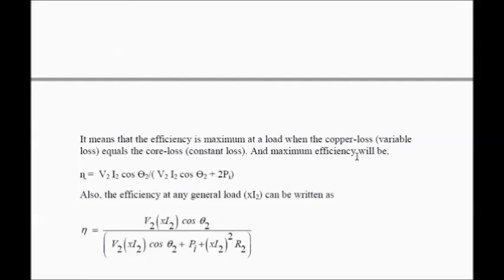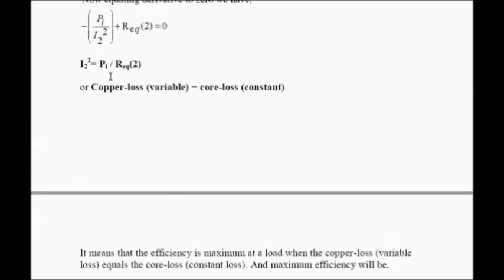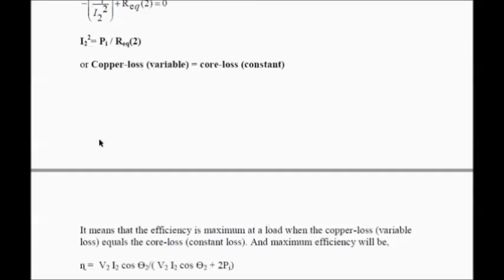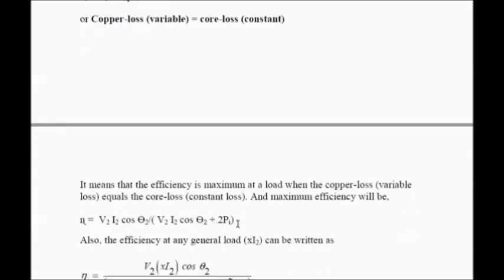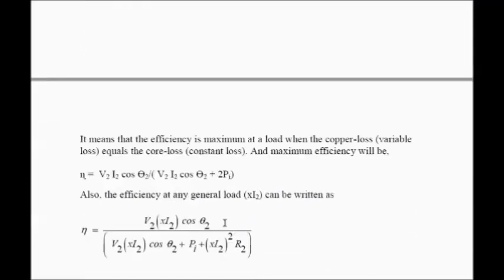And maximum efficiency is V2 I2 cos theta 2 divided by V2 I2 cos theta 2 plus 2 Pi, because the variable loss is also equal to the constant loss. So I2 square R equivalent 2 is Pi. So Pi plus Pi, that is 2 Pi.